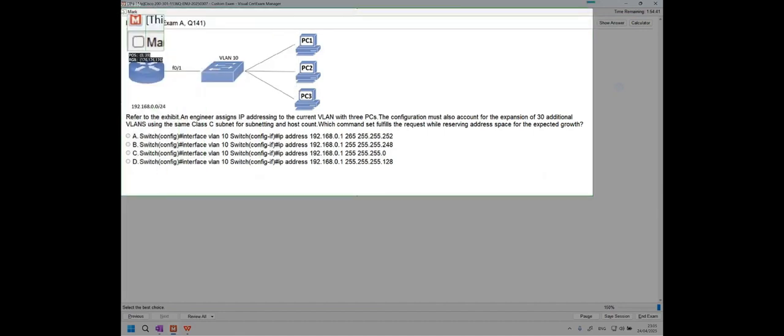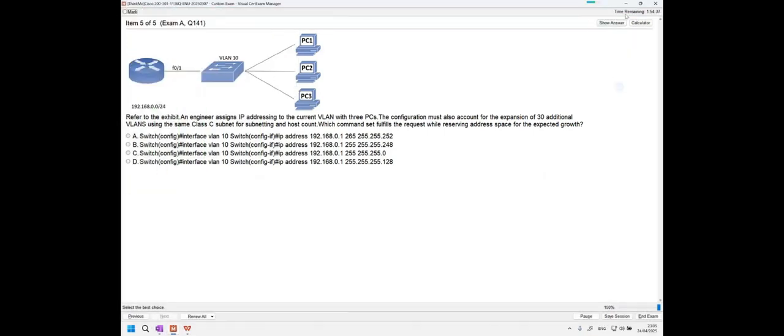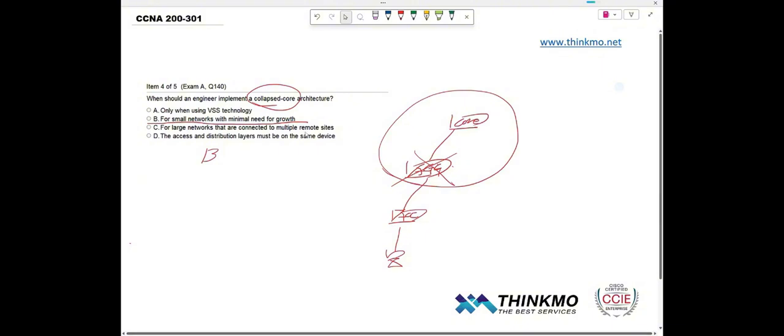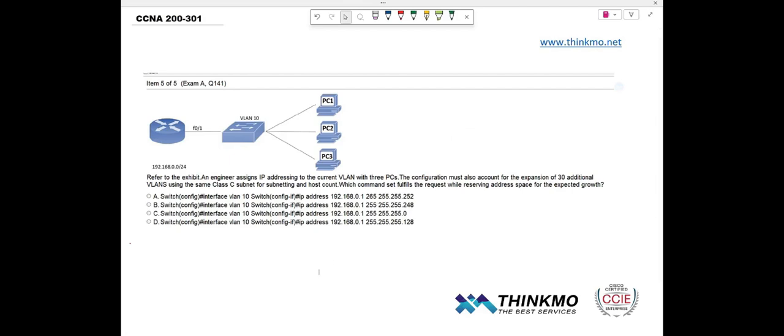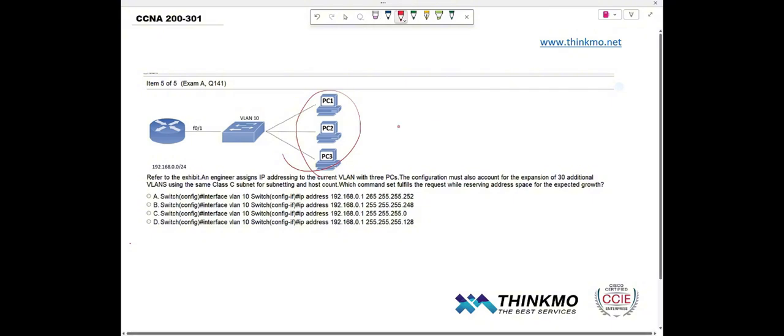Okay, question 5. For question 5, the diagram is actually quite verbose. But the point is that we need to assign these 3 hosts to the same subnet. And we also need to reserve 30 subnets. So how can we achieve this? This means that the smaller the subnet, the better, right? We say 24 bits, for example. If it's 24 bits, it only has one subnet, right? One subnet. Then let's look at the options here.